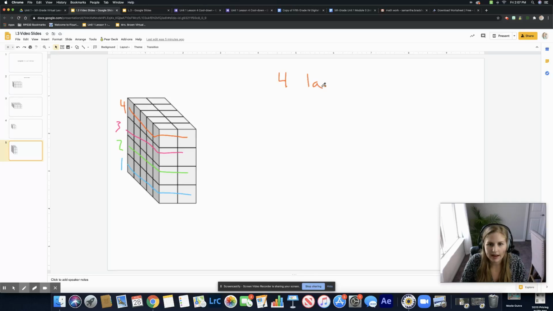And I need to figure out how many blocks are in each layer. So 1, 2, 3, 4, 5, 6, 7, 8, 9, 10. There's 10 blocks per layer. So 10 times 4. 10 blocks times 4 layers. 4 times 0 is 0. 4 times 1 is 4. So 40 units cubed or cubic units.